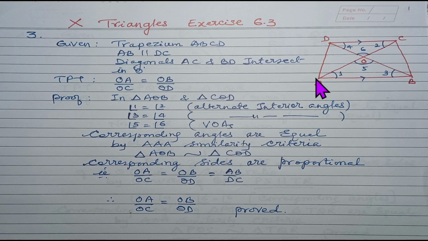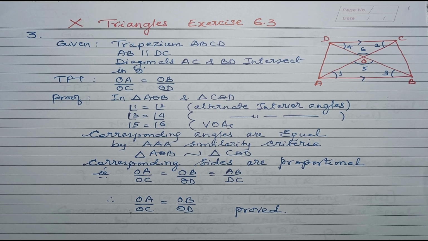So therefore the three angles of triangle AOB and triangle COD are correspondingly equal, and therefore triangle AOB and triangle COD are similar. When two triangles are similar, then their corresponding sides are proportional. Therefore we have OA upon OC is equal to OB upon OD is equal to AB upon DC, and that is what I have written here. And therefore taking the first two ratios, OA upon OC is equal to OB upon OD, and that is the proof required, and we have proved it.